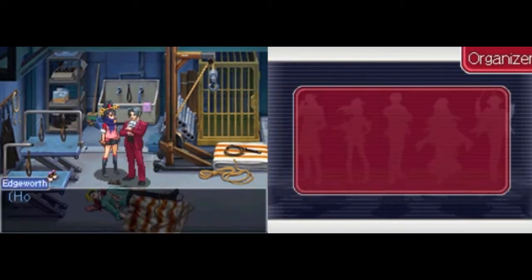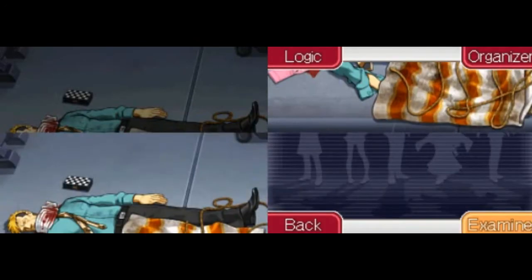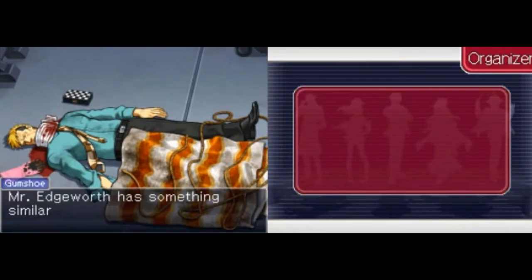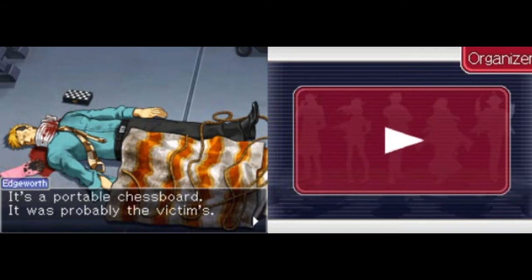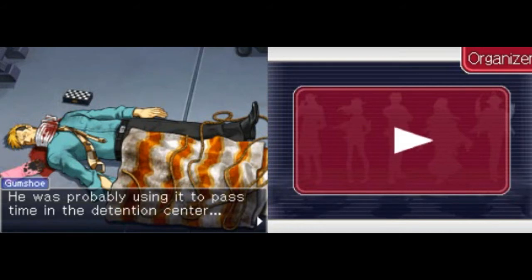Let's do the body now. Horace Knightley, murdered right before his trial. Let me take a closer look. Is that a chess set? What's this? Mr. Edgeworth has something similar in his office. It's a portable chessboard. It was probably the victim's. Ah, Mr. Knightley enjoyed chess, right? He was probably using it to pass time in the detention center.